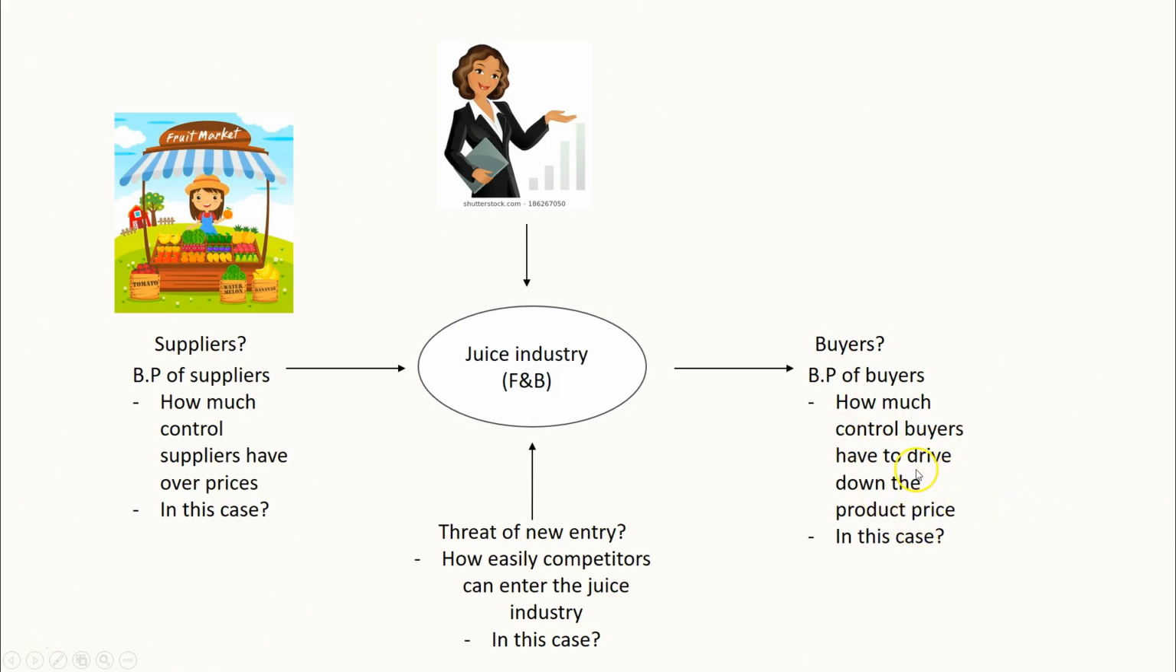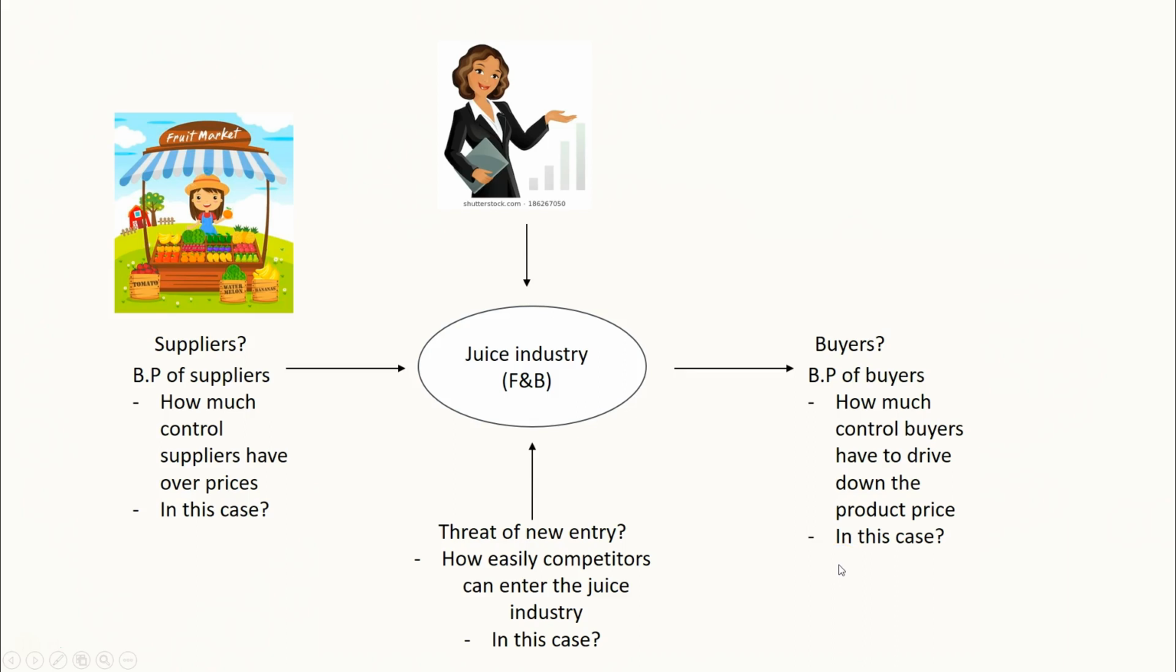Different from suppliers, it's the opposite. In this case, the buyer has a lot of potential to drive down the product price, because how hard is it for them to change from Sarah's business to another business? It's very easy because there are so many available. This is what we call switching cost is low. If they don't like Sarah's business, they can easily go to Boost Juice.